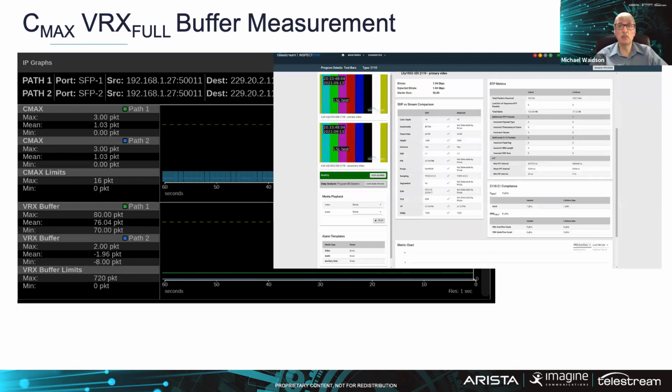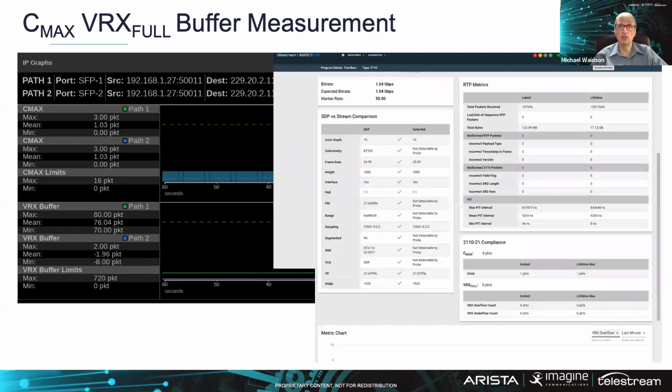And in Inspect 2110, we'll be adding a similar kind of measurement within the RTP metrics. So we're going to be adding CMAX and VRX to the measurement profile that you can analyze within the Inspect 2110. So you'll be able to monitor those values in a similar manner that you can monitor them within Prism.